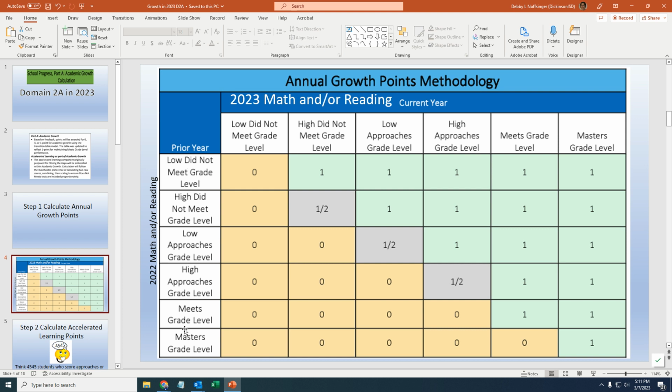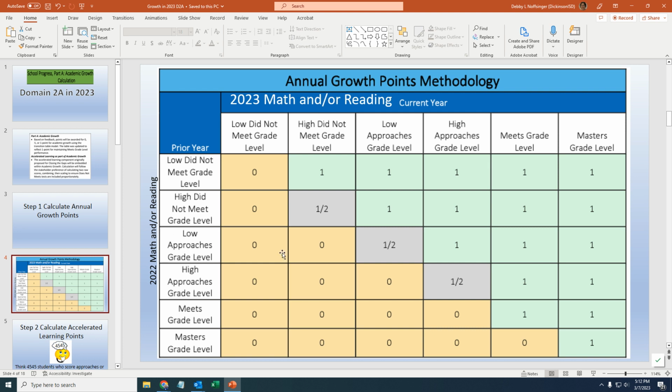So here is the performance level that the student scored in 2022. Here is the performance level that the student scored in 2023. Remember, growth is only calculated for math and reading, okay? So if a student scored low did not meets in 2022, and then in 2023 they scored high did not meets, they will score 1 full point. If they were at high did not meets in 2022, remained at high did not meets in 2023, they will get a 1/2 point. But if they moved up to low approaches, they will get their full point.